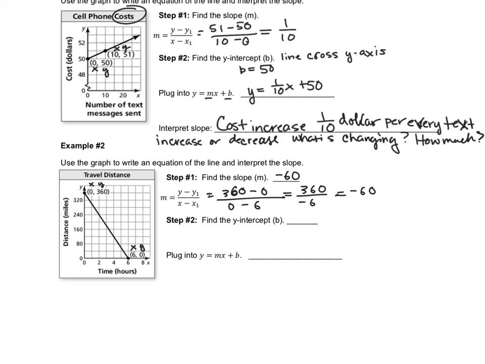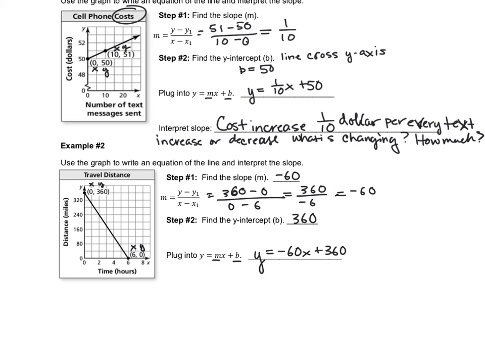And next we have to find where this line crosses the y-axis. If we look at the y-axis, the line is touching the y-axis at 360. So now we know our slope and we know our y-intercept. We can write the equation of a line. y is equal to -60x plus 360.